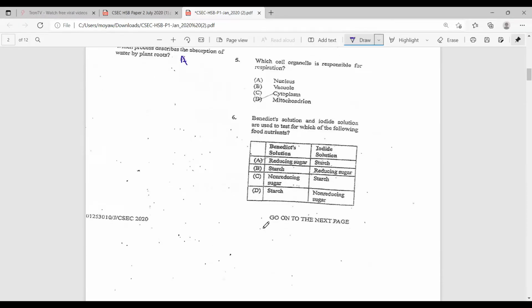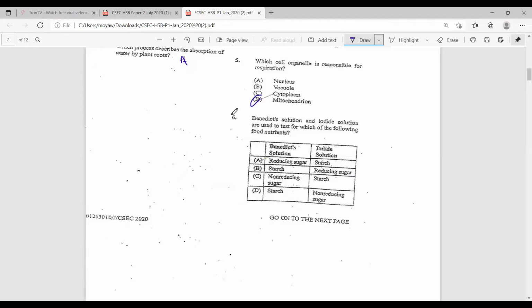5. Which cell organelle is responsible for respiration? We all know that this should definitely be the mitochondria, because the mitochondria is the powerhouse of the cell. And remember, the end product of respiration is energy, and the mitochondria is the powerhouse. That is where the energy is found. That is where respiration, aerobic respiration, will happen.